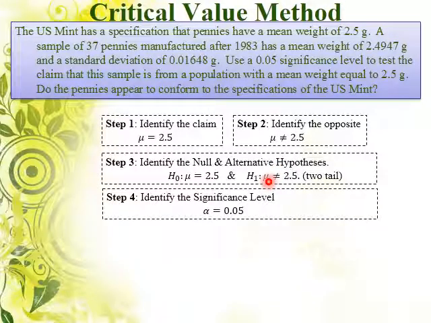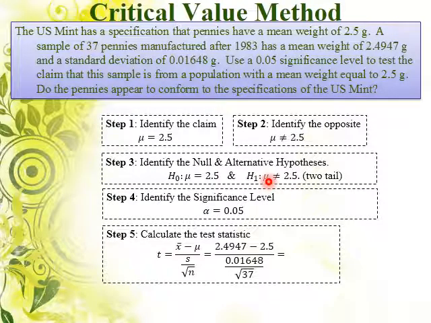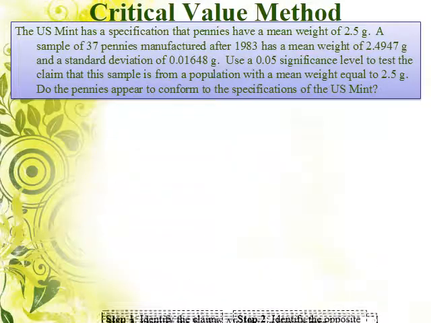Significance level was given to us as 0.05, so let's calculate the test statistic. We take our sample mean, 2.4947, subtract off the claimed mean in our null hypothesis, 2.5, divide that by our sample standard deviation, 0.01648, and divide that by the square root of our sample size. We used 37 pennies in our sample size. That gets us a test statistic of negative 1.956.